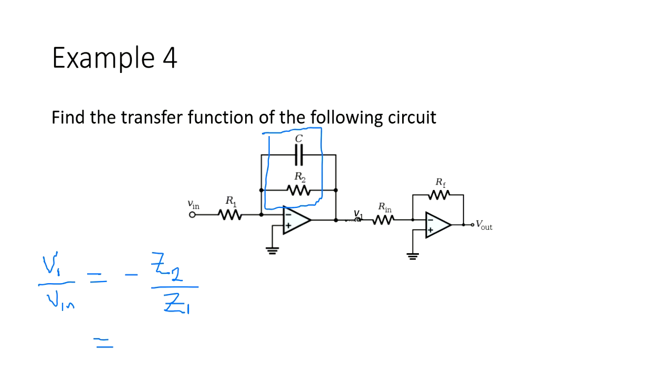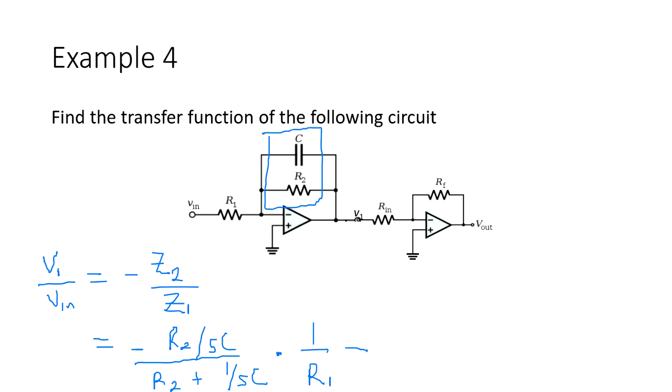So we have minus Z2 is R2 over SC over R2 plus 1 by SC. Then we divide this by Z1. Z1 is R1, so times 1 over R1.